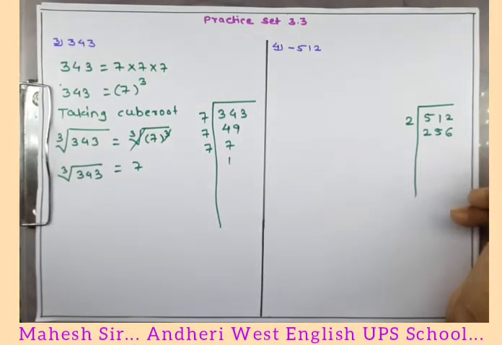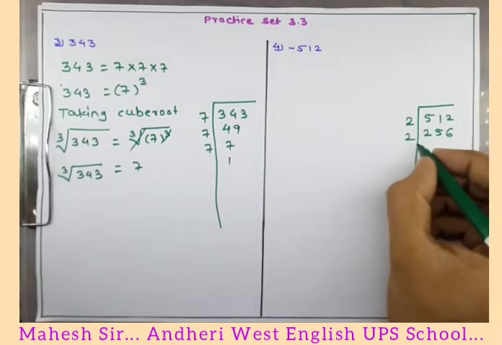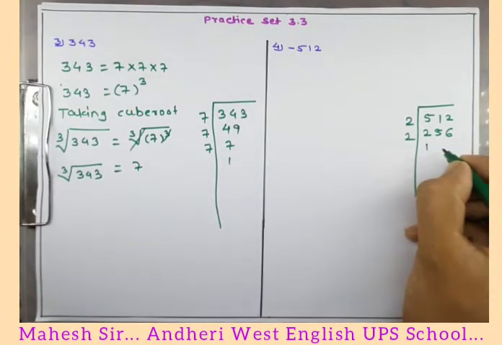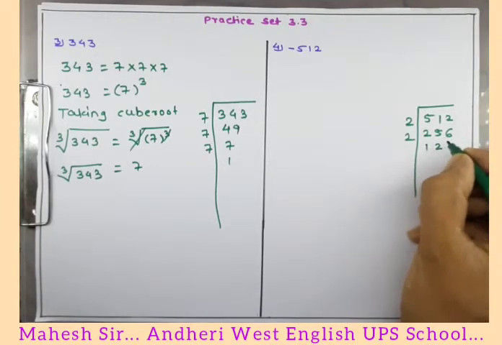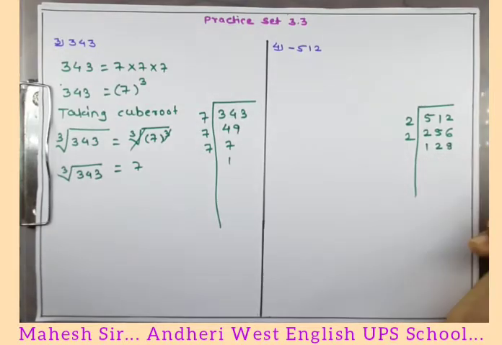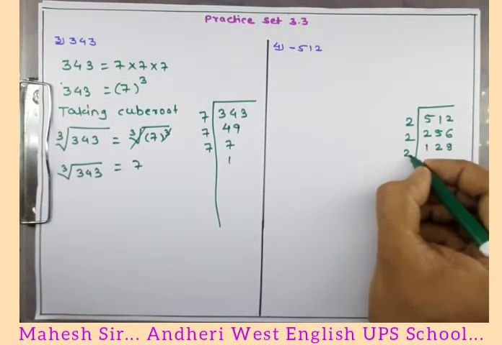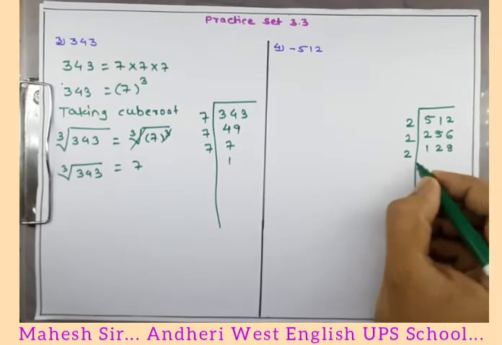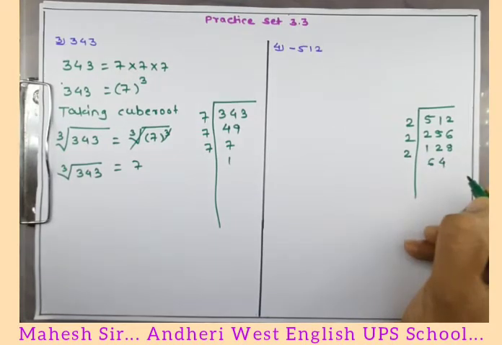2 6s are 12. Again 6 is there, so it is divisible by 2. 2 1s are 2. 5 is there, 2 2s are 4, 1 remaining, 6 is there, so 2 8s are 16. Again it is divisible by 2, so we write 2. 12 is there, so 2 6s are 12. 8 is there, 2 4s are 8.